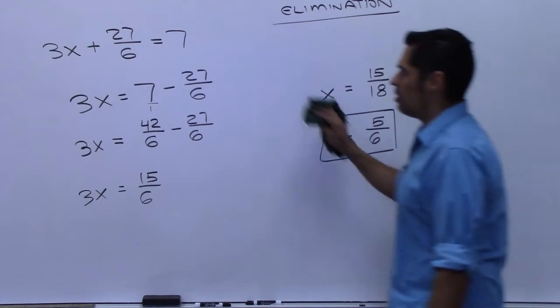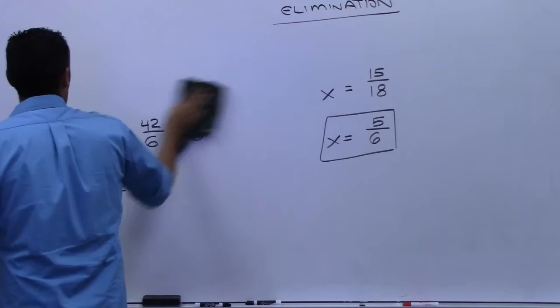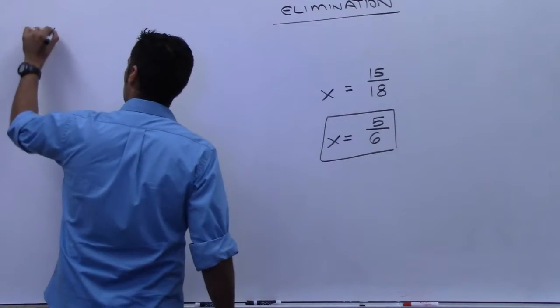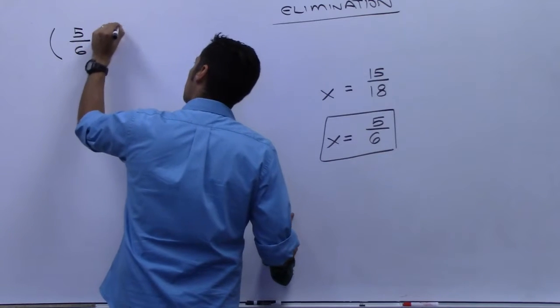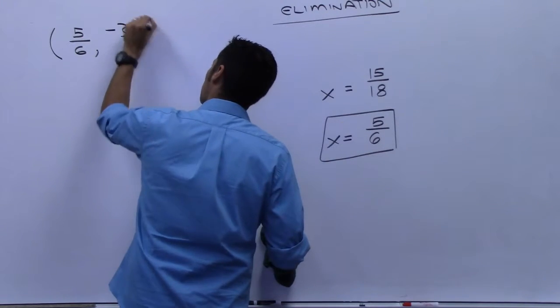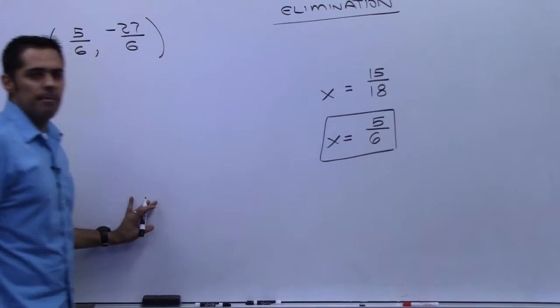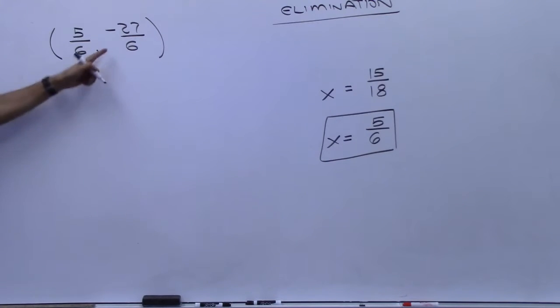So our answer is a point, right? We can look at it as an ordered pair, an x and a y coordinate. It's 5/6, negative 27/6. Was that right? Okay. And yeah, you could reduce that one by 3. Yes, negative 9/2.